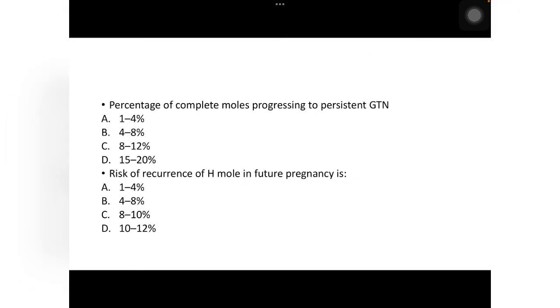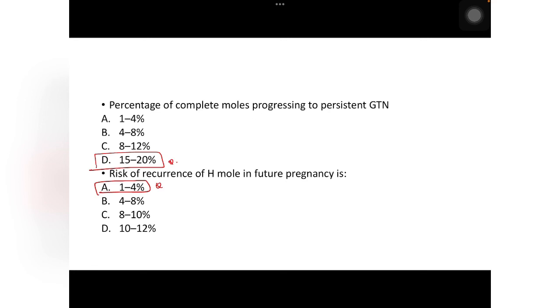Coming to the next question, the percentage of complete moles progressing to persistent GTN. The options are 1 to 4, 4 to 8, 8 to 12 and 15 to 20%. The answer is 15 to 20%. The risk of hydatidiform mole recurrence in a future pregnancy is 1 to 4%. So all these things you have to remember, it's very important.